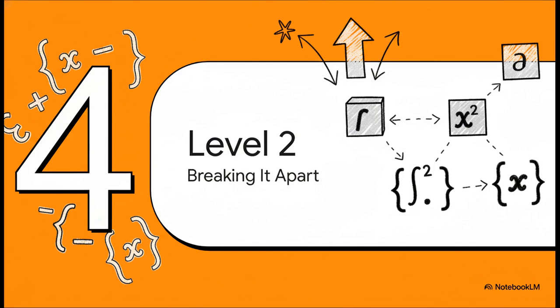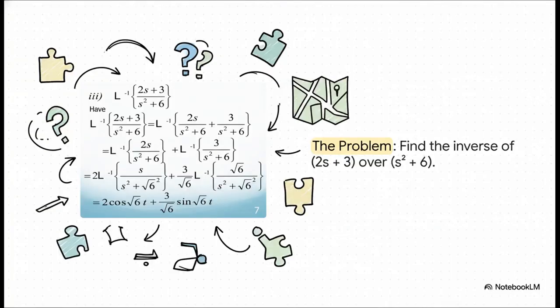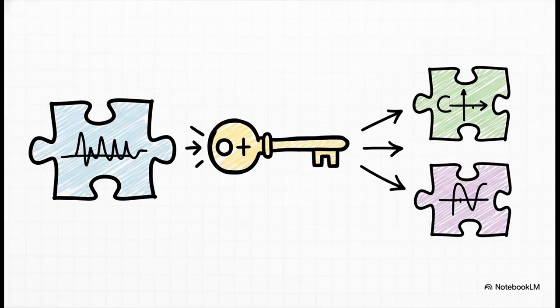This is where we finally get to use that linearity superpower we were just talking about. We're going to break a problem apart. Now this one looks a bit more complicated, doesn't it? And that's mainly because we've got an addition happening up there in the numerator. It doesn't really look like any single entry on our map. But we know the secret.